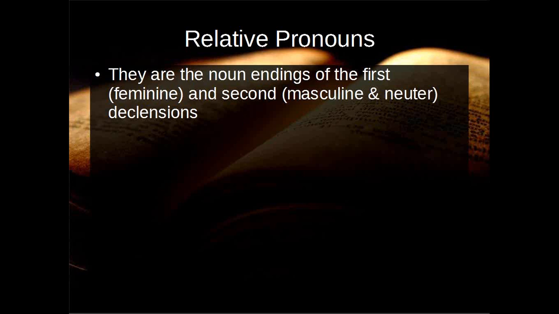And so one more time, just to reinforce our learning. The relative pronouns, they are the noun endings of the first and second declension, with the first being the feminine gender and the second being the masculine and neuter. Okay?